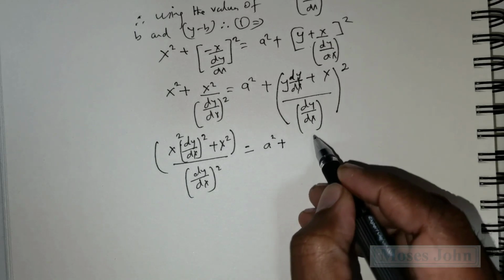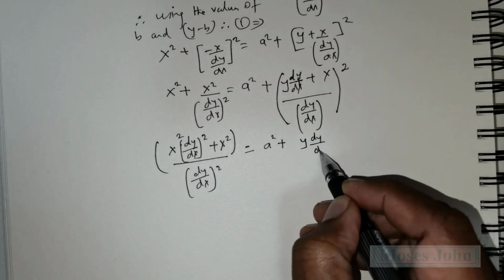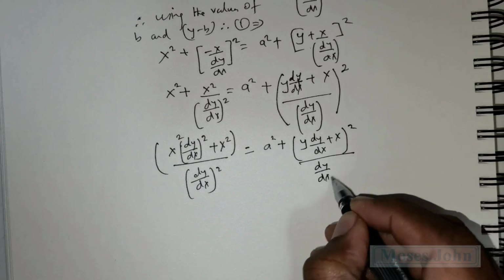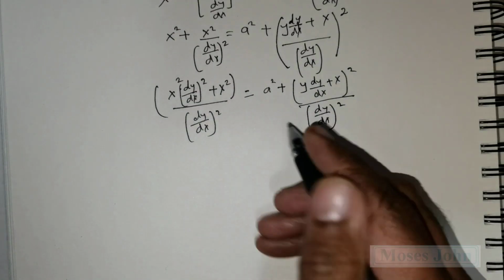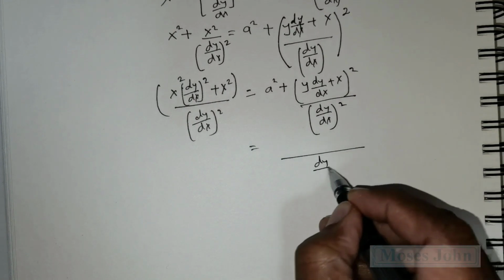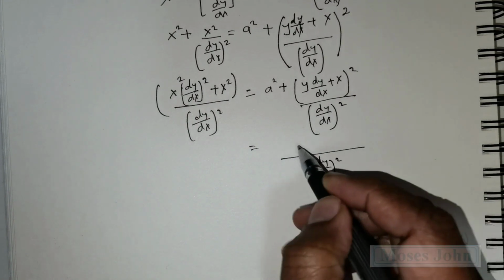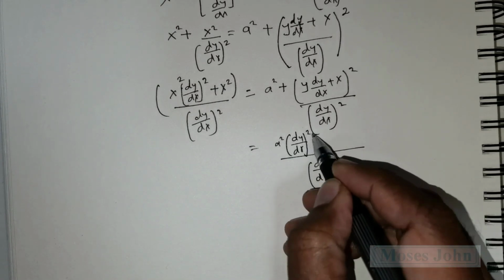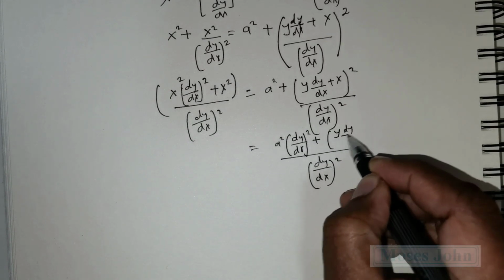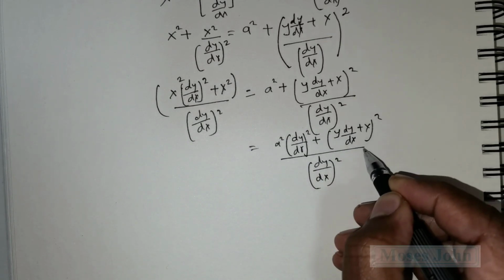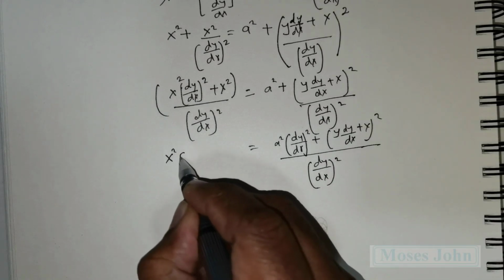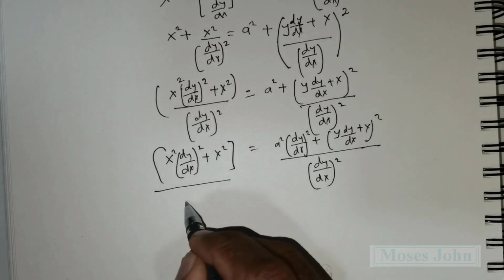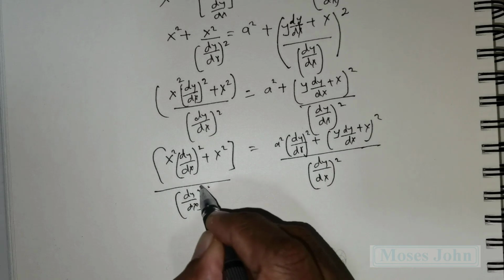and is equal to, now I can rewrite this as a squared plus y times dy over dx plus x, this as one term, divided by dy over dx raised to the power 2. Now taking the LCM for the right side, that would give me dy over dx raised to the power 2, and this can be rewritten as a squared times dy over dx raised to the power 2 plus y times dy over dx plus x raised to the power 2. On the left you got x squared times dy over dx raised to the power 2 plus x squared divided by dy over dx raised to the power 2.